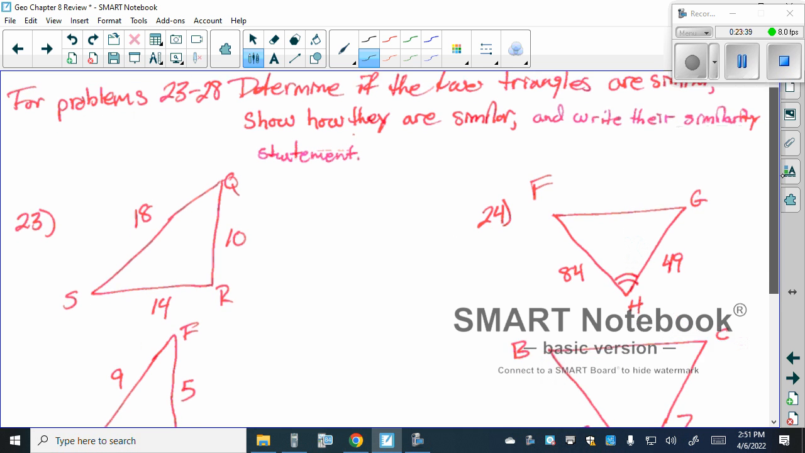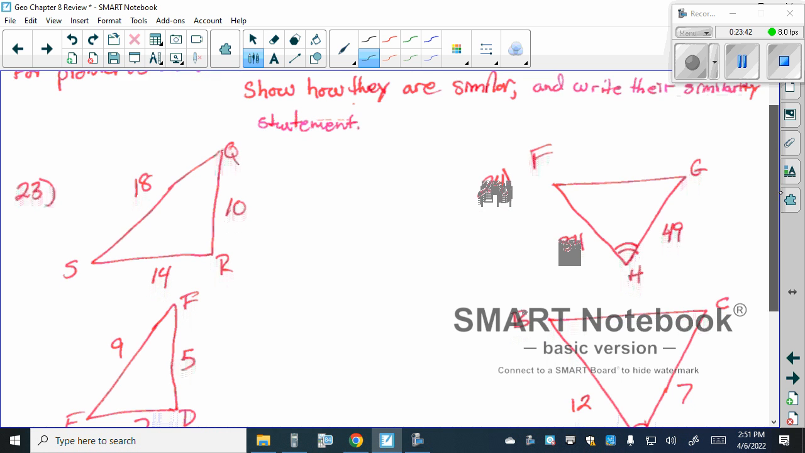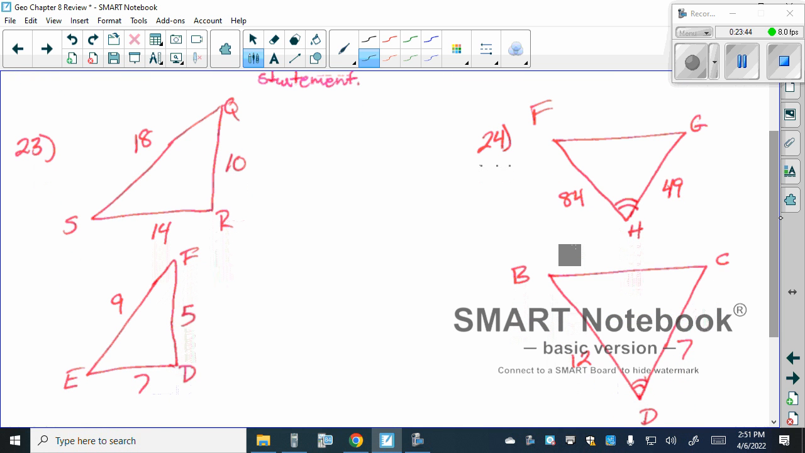Determine if the 2 triangles are similar. Show how they are similar and write their similarity statement. So this is our side, side, side proportionality. We're either showing this by side, side, side, side, angle, side, or angle, angle. We have one of these 3 that work. Which one of these do we want to look at first? 23? Both of these have 3 sets of sides, yes? So we're not using side, angle, side, or angle, angle. We'll use side, side, side.